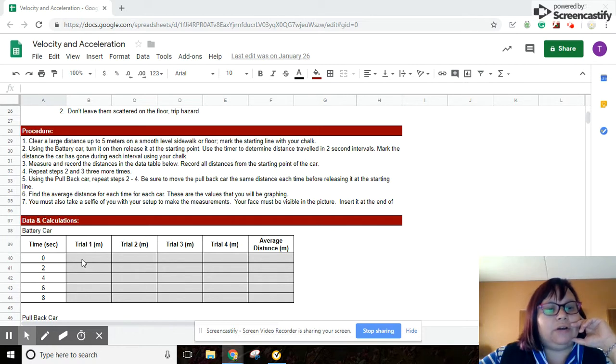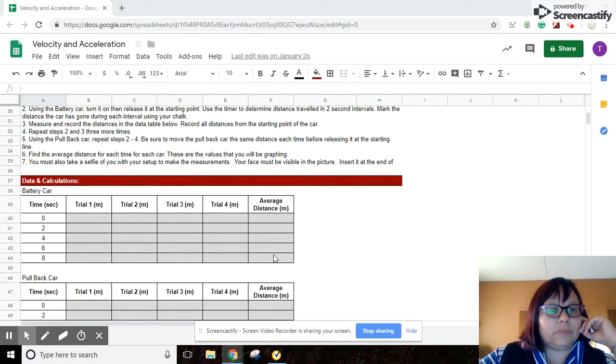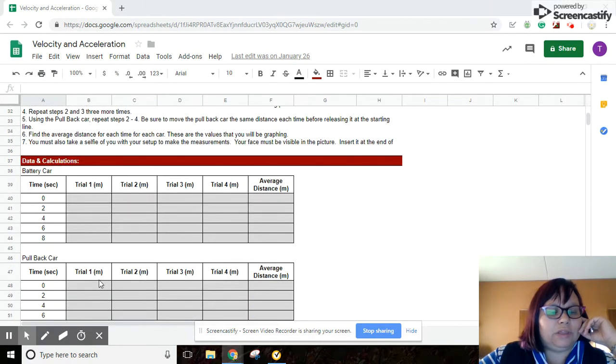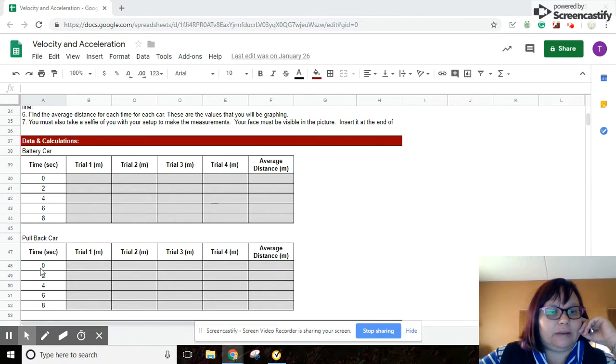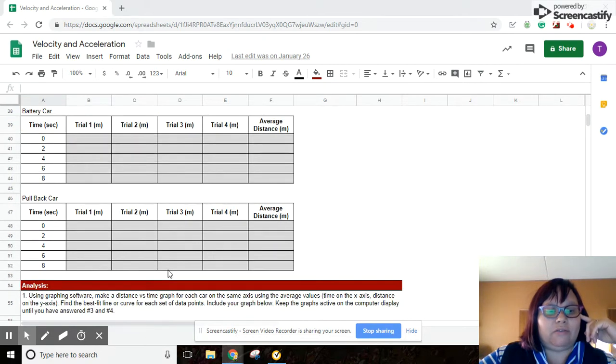Obviously, at time 0, all four of those, trial 1, trial 2, trial 3, and trial 4, are going to end up being 0 distance traveled. So you're going to repeat the same thing with the pullback car. And again, you can do it the same way. You can run the car many, many times to get exactly those distances, or you can run it once and get a 2, 4, 6, and 8 second location, but you're going to have to be very quick on your feet to do that.